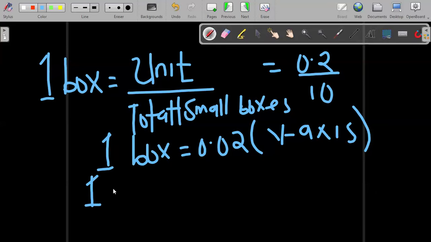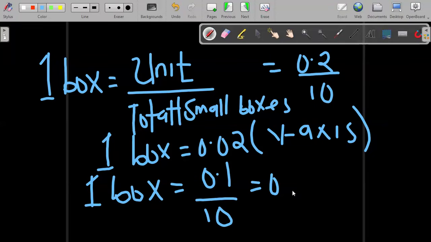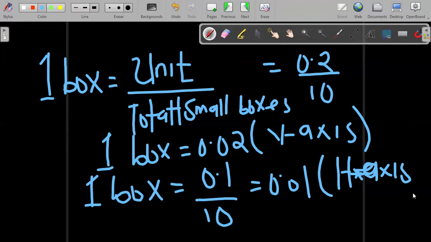Then what about one box on the horizontal? The unit we use on the horizontal is 0.1 divided by 10, which is 0.01 on the horizontal axis. You cannot have the same value except you are using the same unit for both the vertical axis and the horizontal axis. That's the only way you can have the same value for a box, if the unit you are using is the same. If not, you must do this calculation for both the horizontal and the vertical.